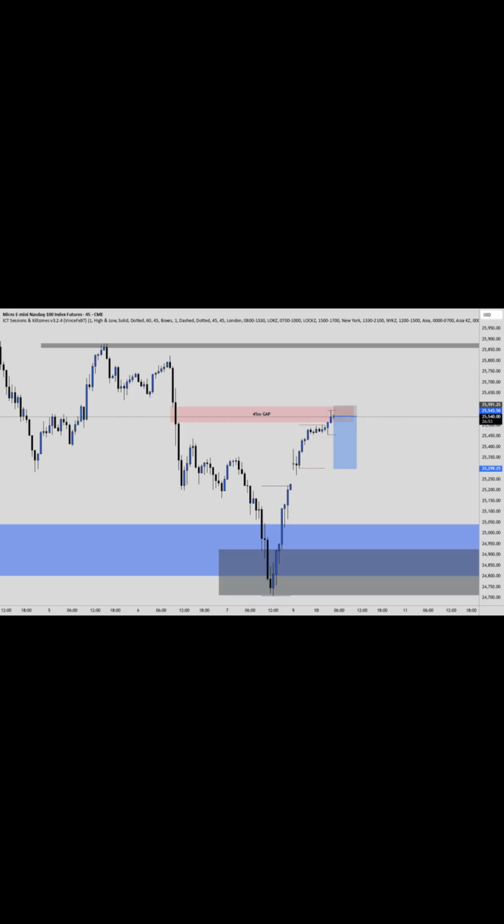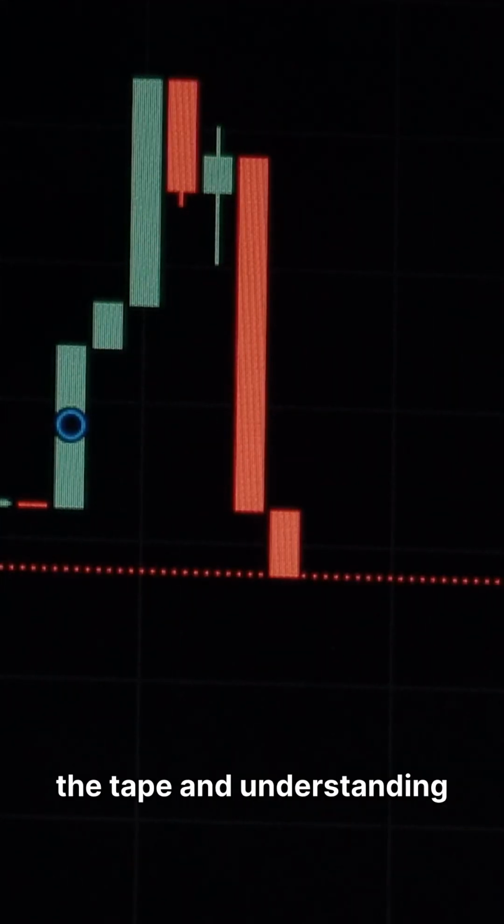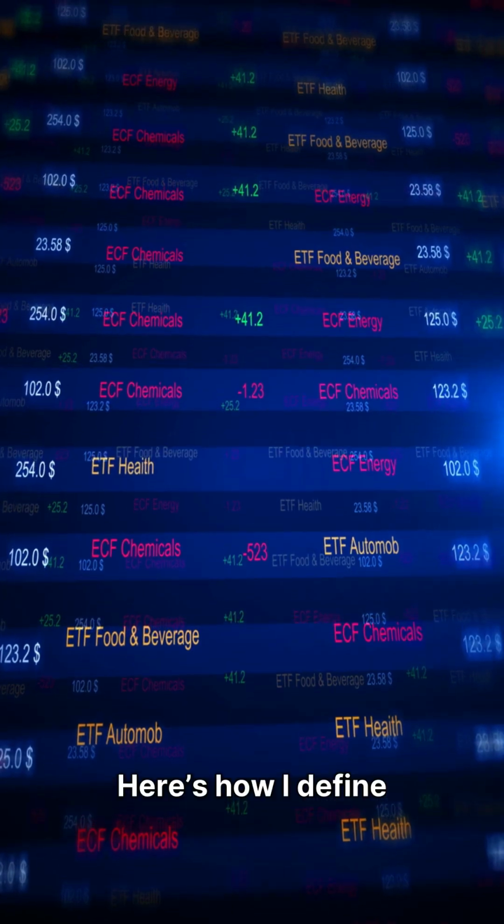Retests of support and resistance. These are your battlefield zones. If price breaks through support, then retests from below and rejects, that's your short. If it reclaims resistance and holds, that's your long. This isn't about indicators. It's about reading the tape and understanding where price should react. Then we strike. Here's how I define it.